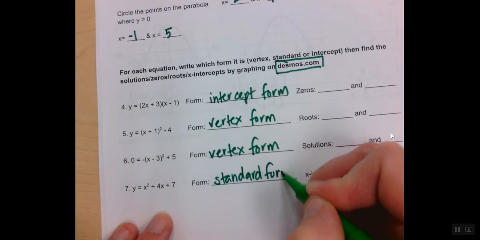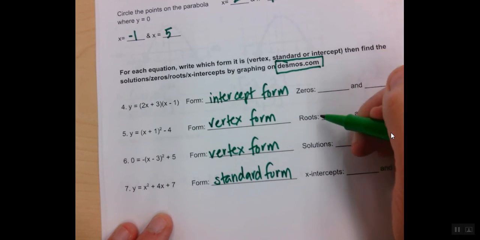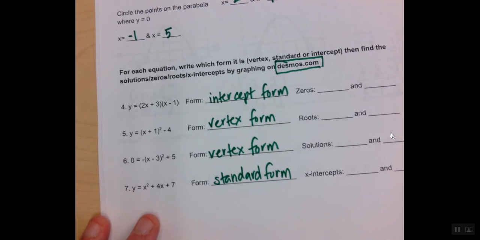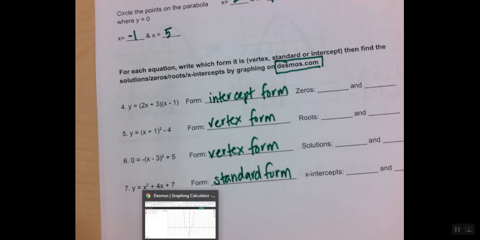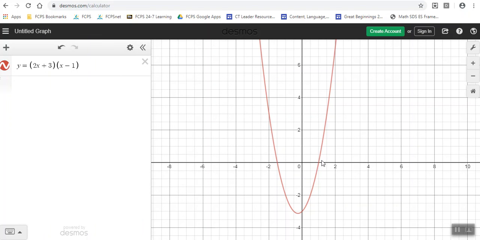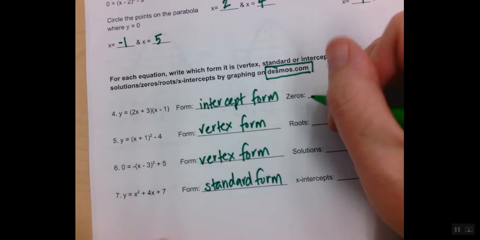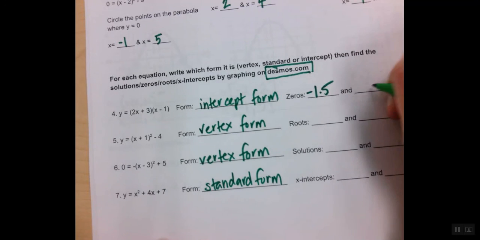Okay, so for all of these, whether I'm asking for the zeros, the roots, the solutions, the x-intercepts, I'm still looking to see where does it cross the x-axis. So I'm going to graph these on Desmos. The first one I already have graphed. So I can see where it crosses the x-axis, but to know for sure what point that is, you can click on it. Negative 1.5 and 1. So my zeros are negative 1.5 and 1.